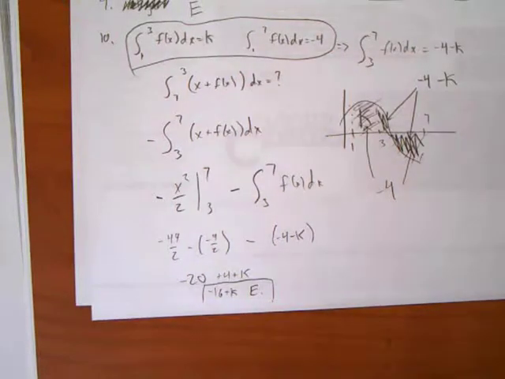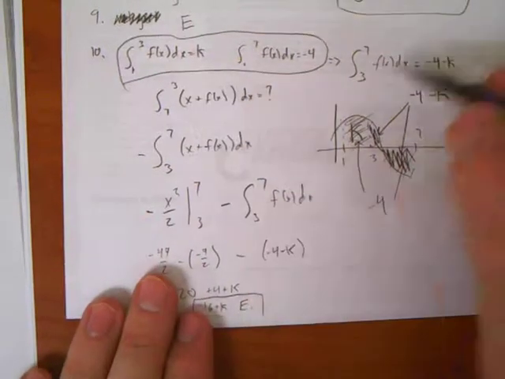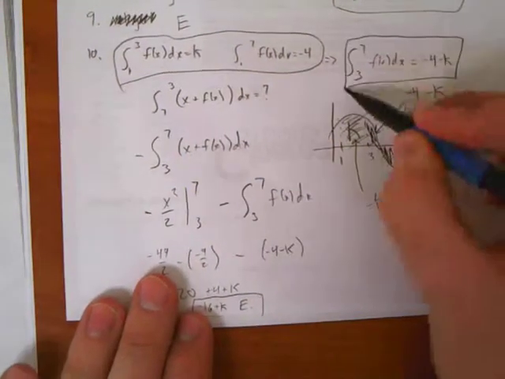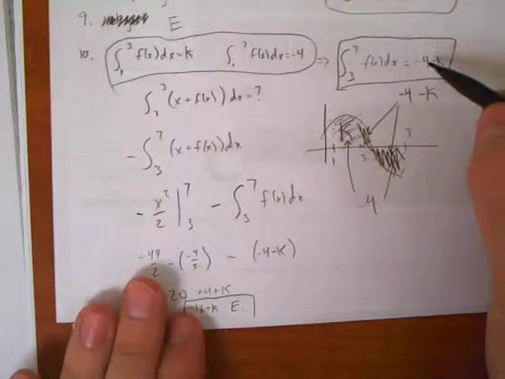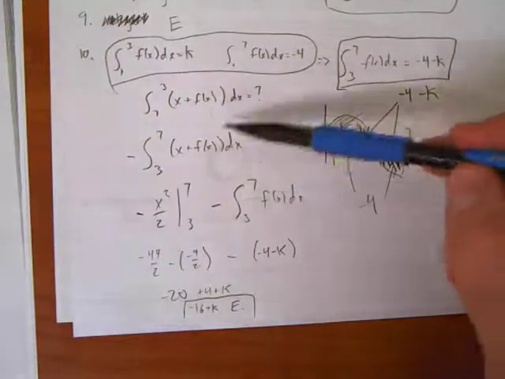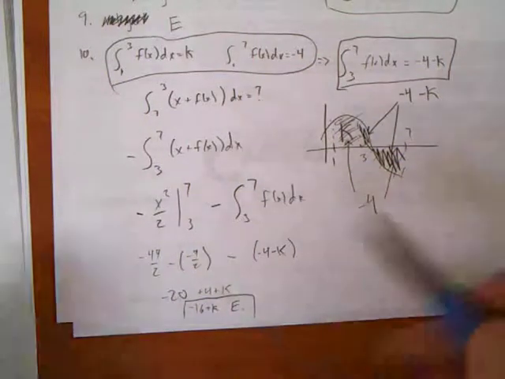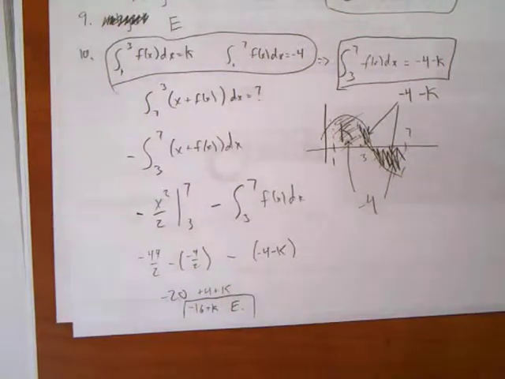All right, and again, we had to use this information given to us here to figure out this particular integral, from 3 to 7. And then from there, it was just using our knowledge of integrals to manipulate this and then figure out parts that we didn't know and put them together with parts we did know, finding our final answer there. All right, number 11, almost done.